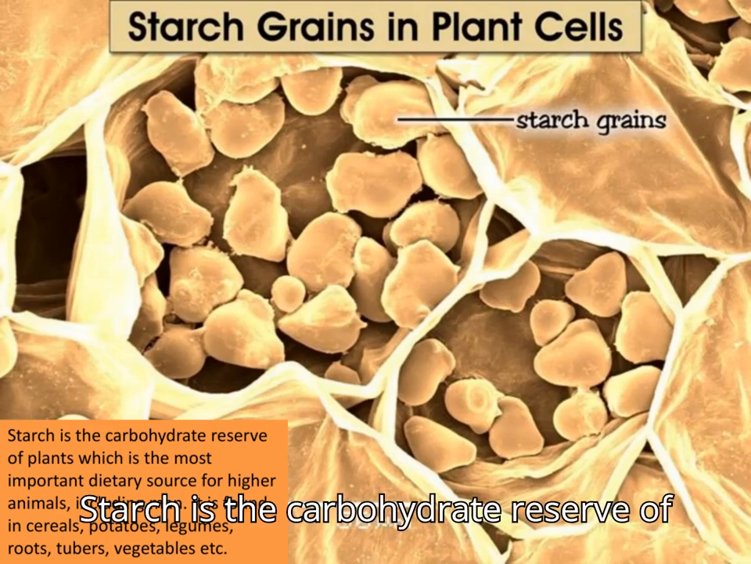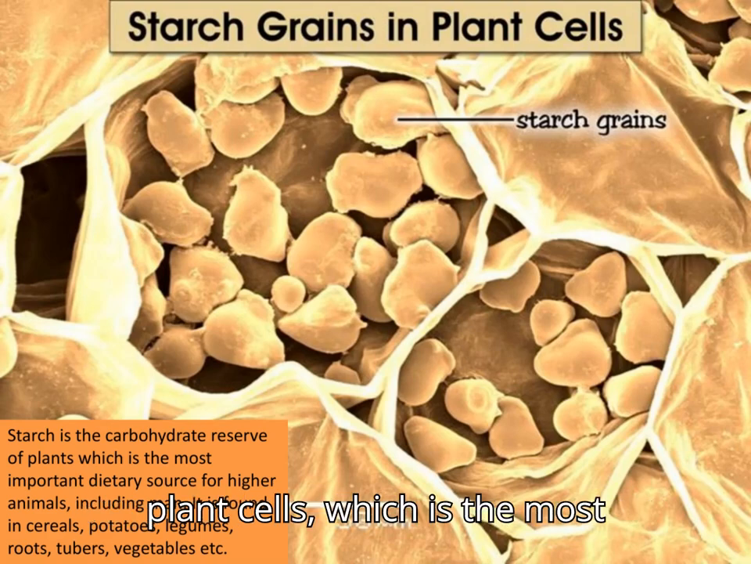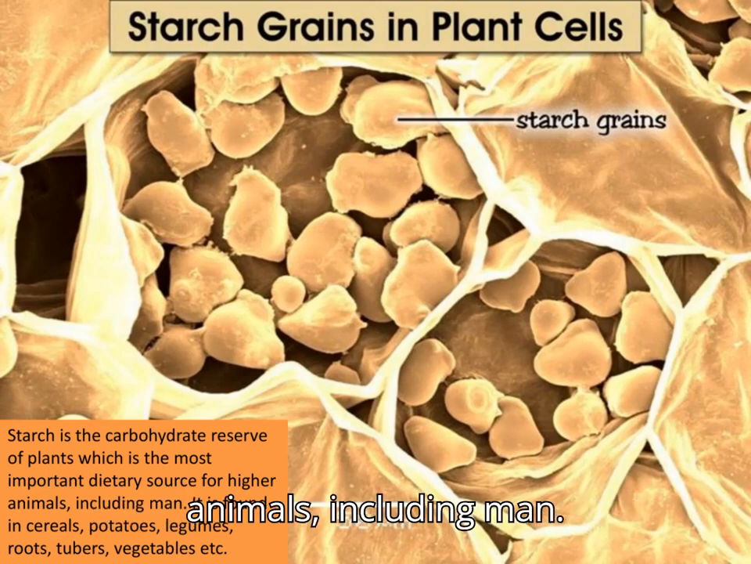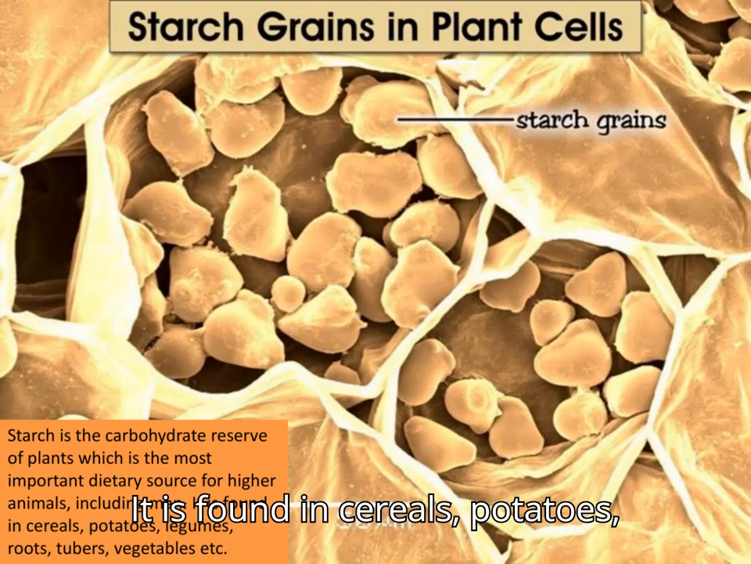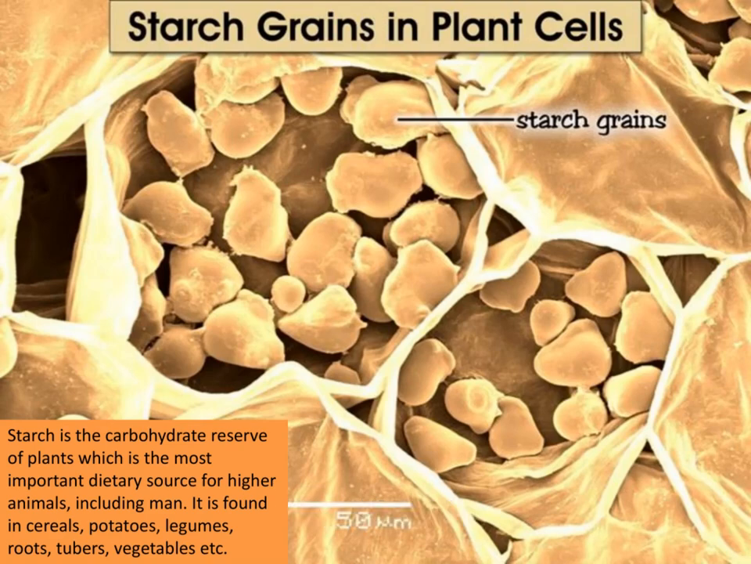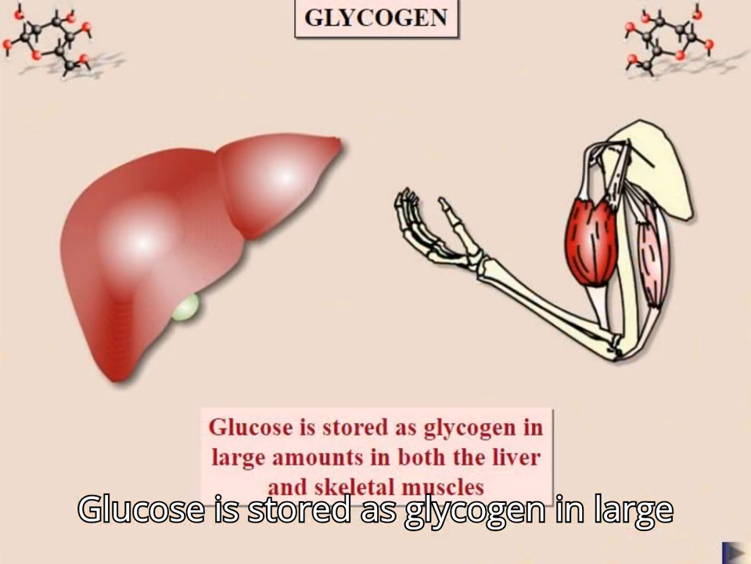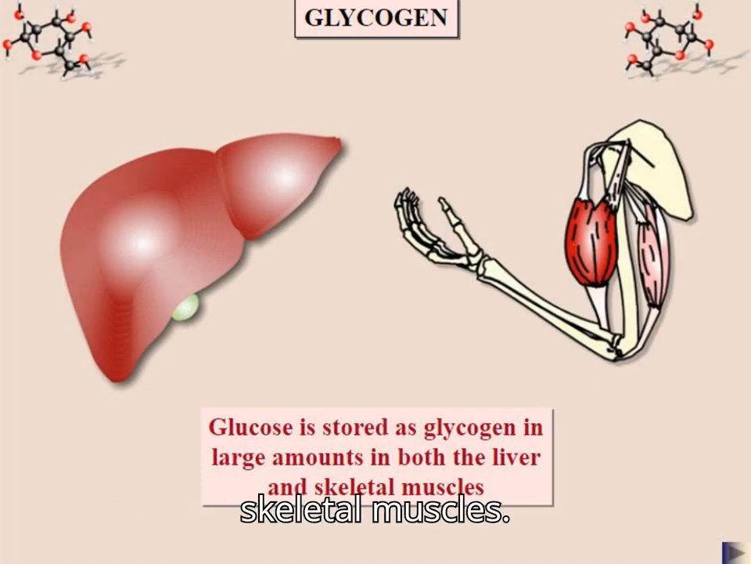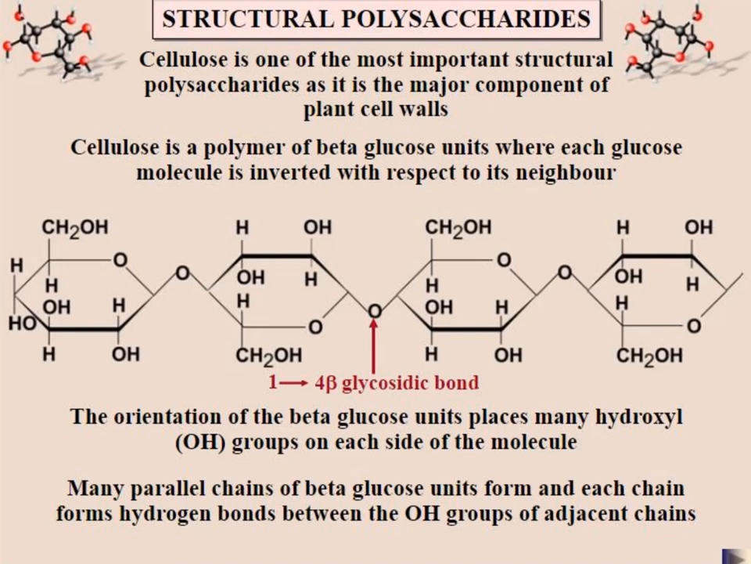Starch is the carbohydrate reserve of plant cells, which is the most important dietary source for higher animals, including man. It is found in cereals, potatoes, legumes, roots, tubers, and vegetables. Glucose is stored as glycogen in large amounts in both the liver and skeletal muscles.